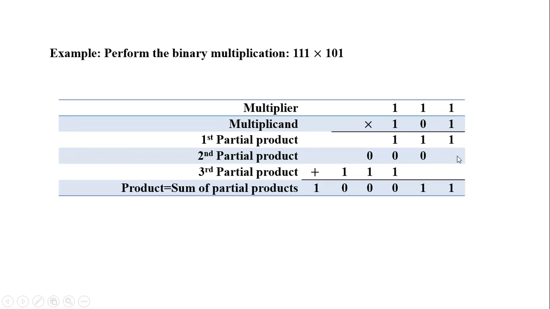So apply the binary addition rules here. The product is the sum of the partial products. So 1 plus 0 is equal to 1. 1 plus 1 is equal to 1 0, so 1 is carried here. So 1 plus 1 is equal to 1 0, and 1 is carried here. So 1 plus 1 is equal to 1 0, so 0 is the sum and 1 is the carry. So this is the final product, 1 0 0 1 1.